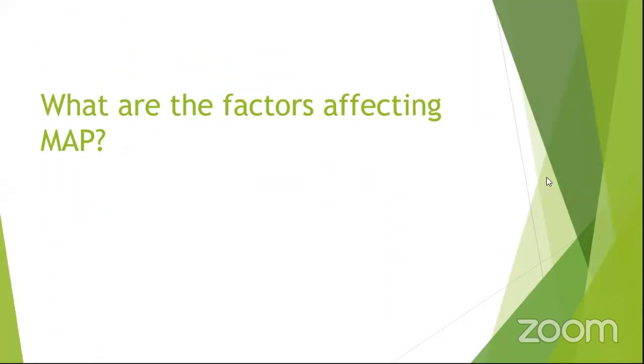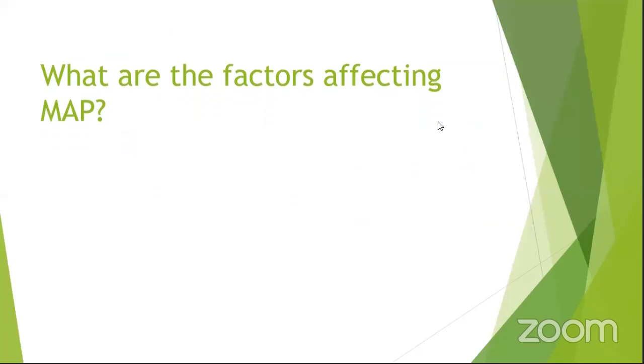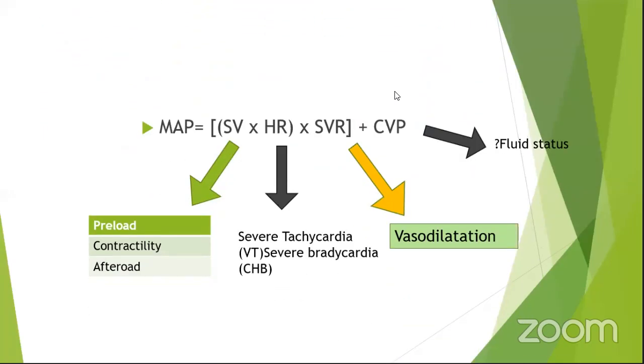So what are the factors affecting MAP? Do you know what the MAP is? MAP is determined by cardiac output. In more detail, it is the stroke volume multiplied by heart rate, multiplied by systemic vascular resistance. In addition to that, CVP.